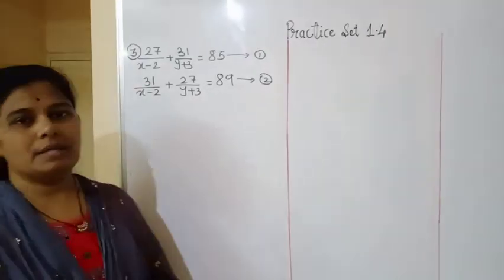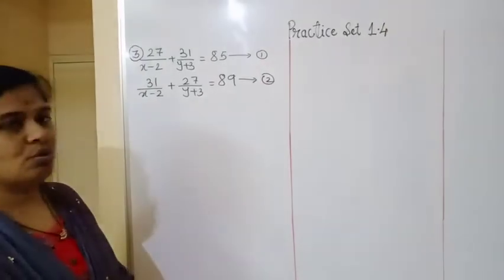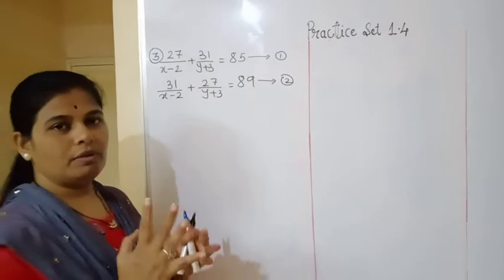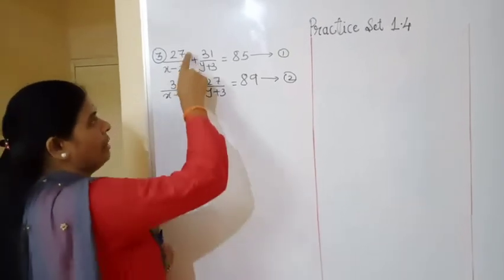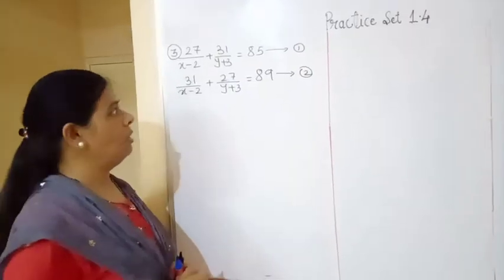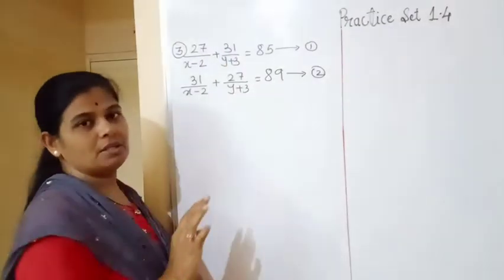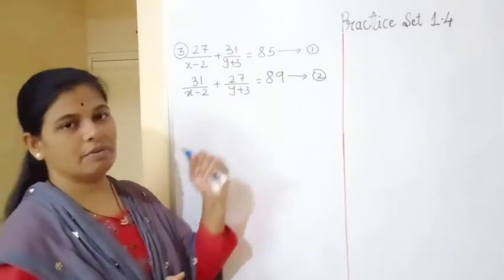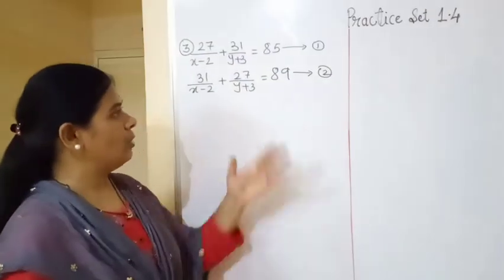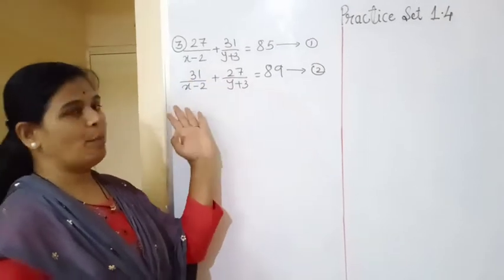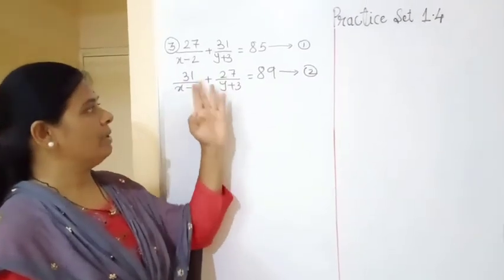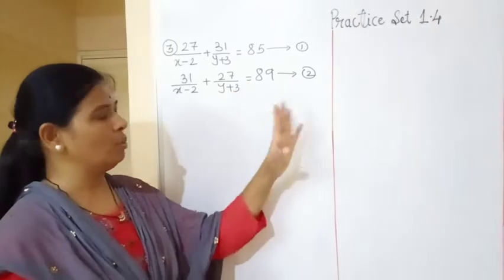This is our example number 3. As you can see here, first of all we'll observe the equations, that is 27 upon x minus 2 plus 31 upon y plus 3 equal to 85. This is our equation number 1. Then equation number 2 is 31 upon x minus 2 plus 27 upon y plus 3 equal to 89.